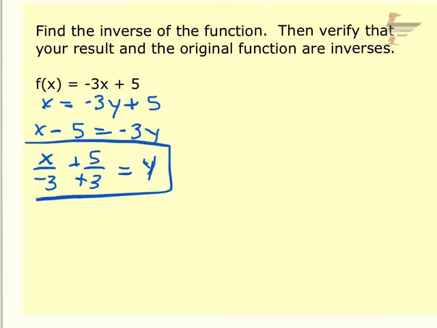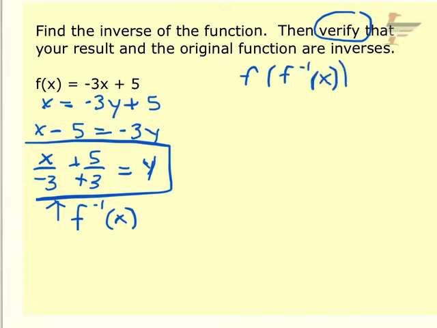To verify, remember, you know they're inverses. To verify means you have to show f of g of x. Actually, let me erase this. This is my inverse, so I'm going to write f to the -1 of x, right? That means inverse. So you have to verify by doing the composition of the inverse and the original function, and the composition of the original function and the inverse. Both of those should equal x to verify your inverse.